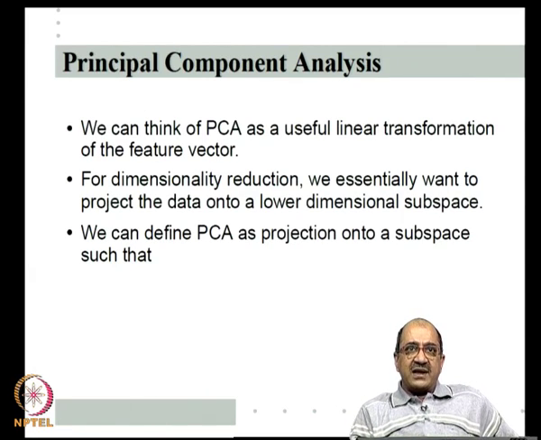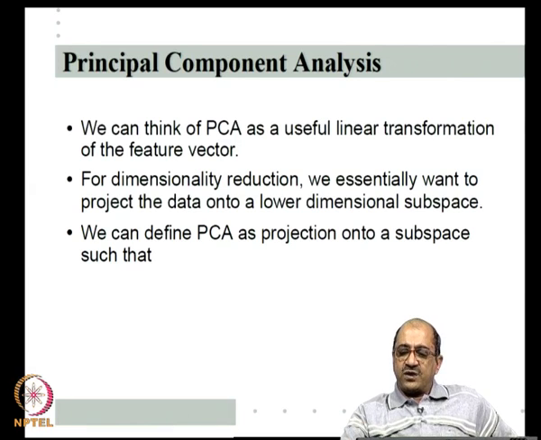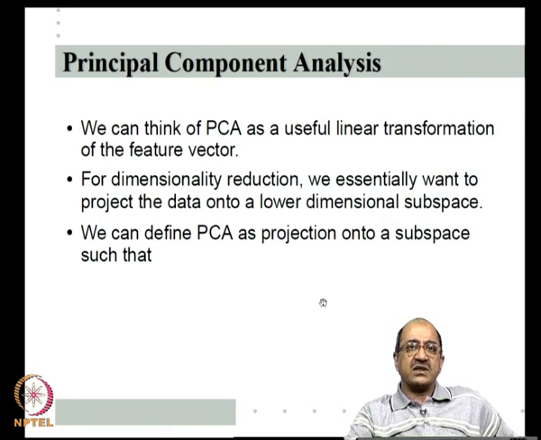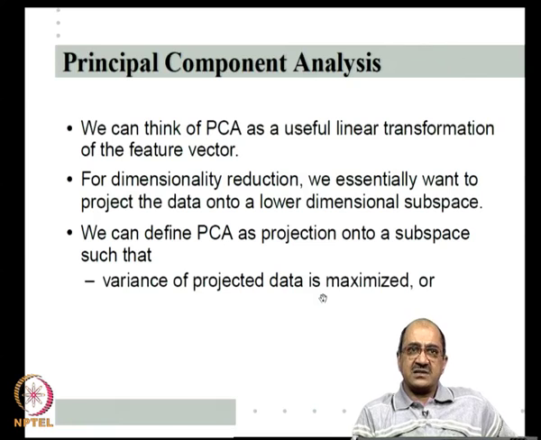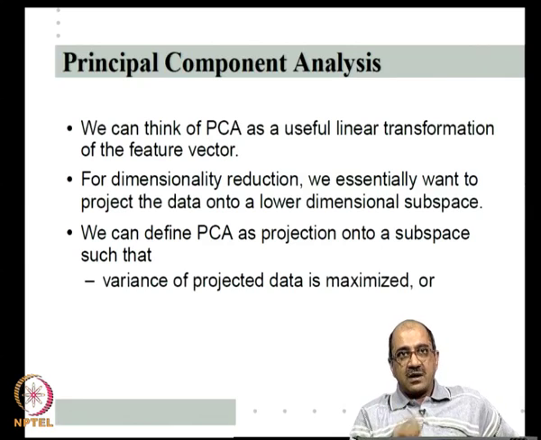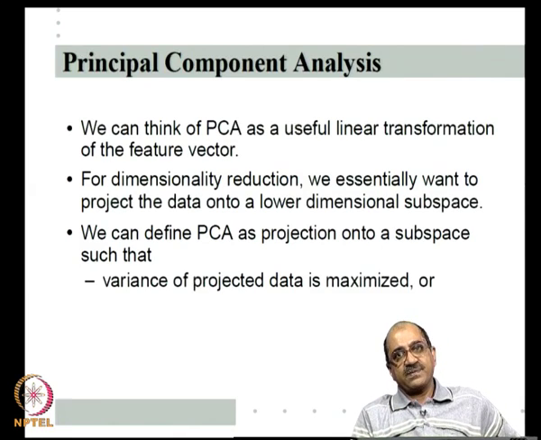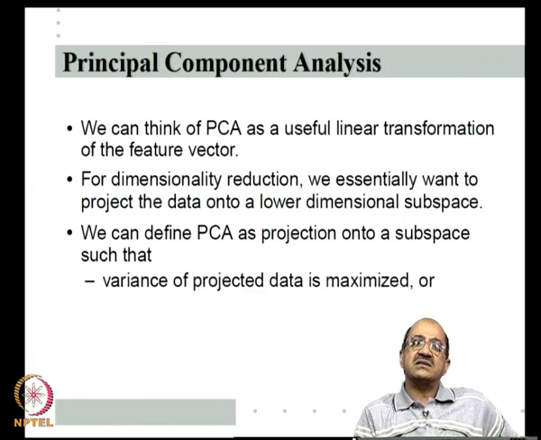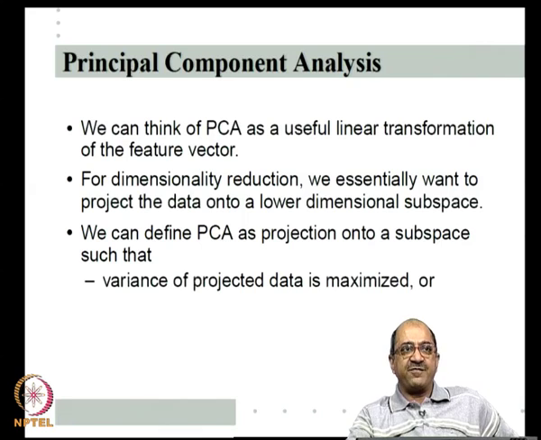So, we can in general define PCA in two different ways. One, PCA is a projection of data onto a subspace such that the variance of the projected data is maximized. That is, even though I am projecting onto an m-dimensional subspace, most of the variance of the data is captured by the projection onto the m-dimensional subspace. So, given a fixed m, which particular m-dimensional subspace will capture as much of the variance of the original data as possible.